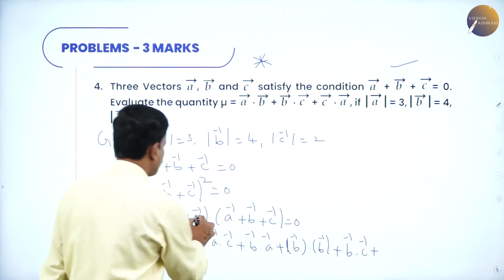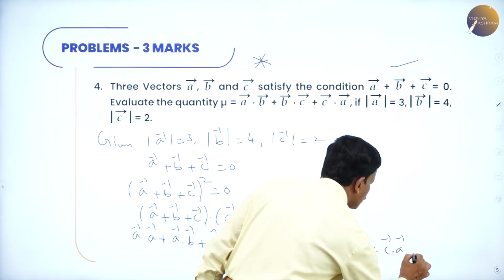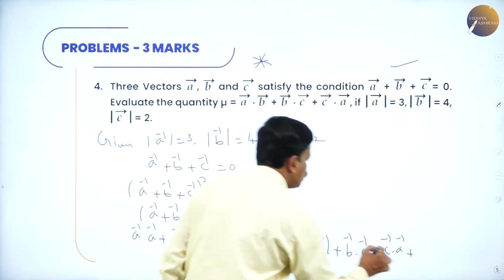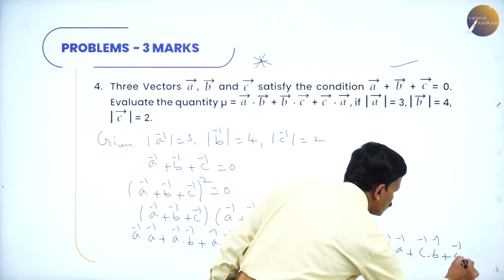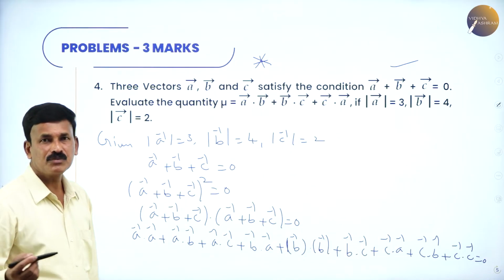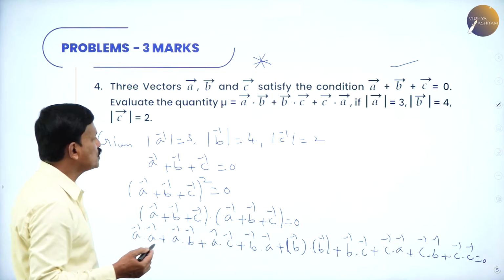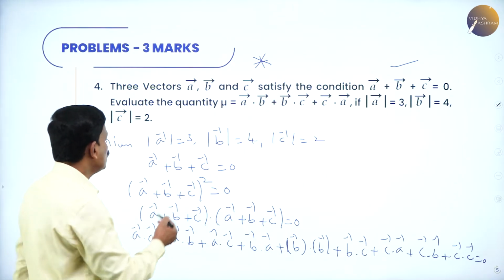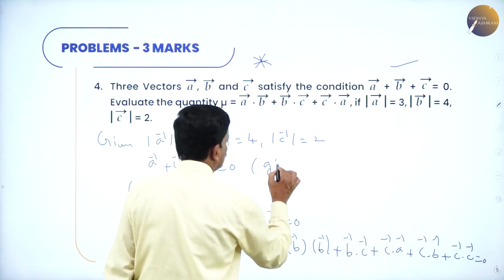Again, C dot A plus C dot B plus C dot C is equal to 0. Okay, listen, this is the first step. Given that the length of A is equal to 3, the length of B is equal to 4, and the length of C is equal to 2. And the further given condition is that vector A plus vector B plus vector C is equal to 0.